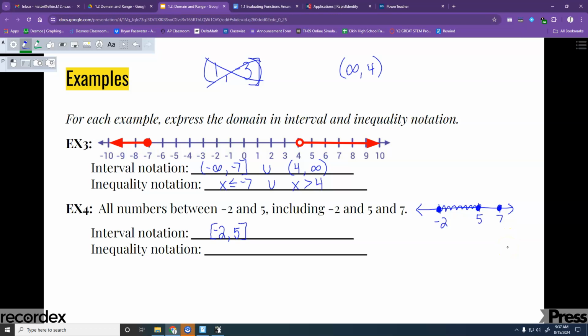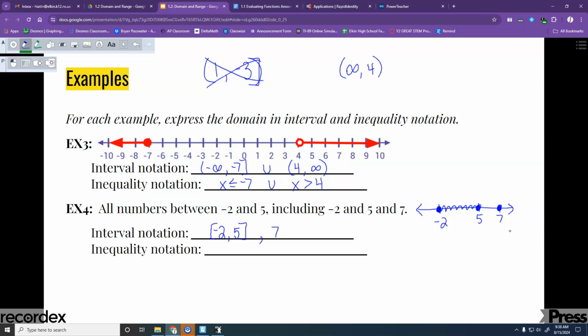And with interval notation, what you'll probably just see here is 7, comma 7 for that. I don't think you'll see interval notation when you just have a single number like that very often, though. I think they'll use inequality instead. But that's how we'll do it.